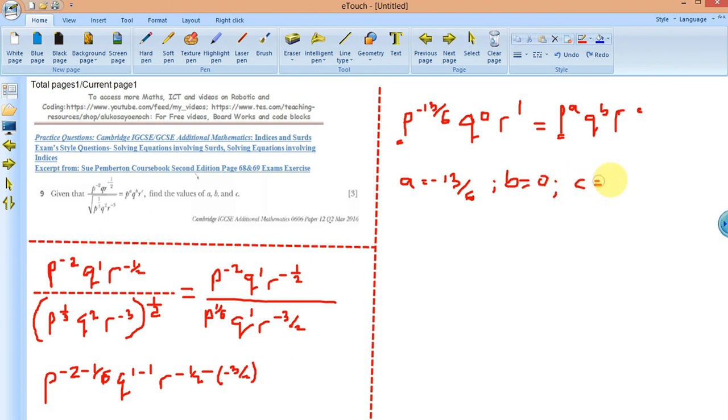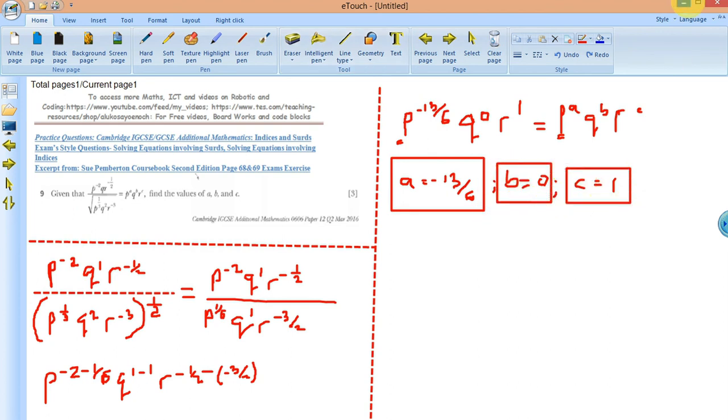Let's just go ahead and put it in a rectangular box. So therefore the solution to that question is such that a equals minus 13 over 6, and b equals 0, and c equals 1. That is pretty cool. Let's go to the next question.